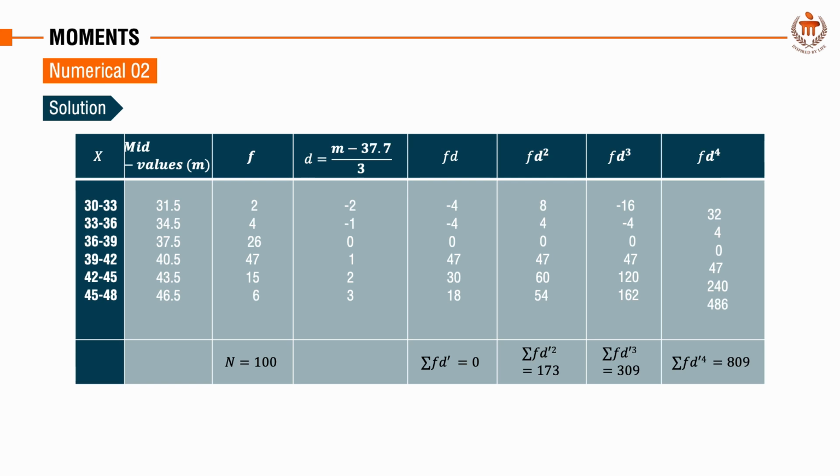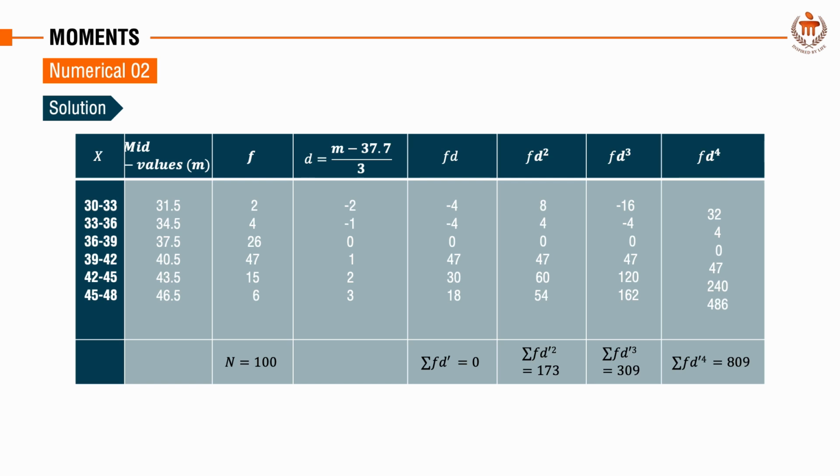So 31.5 minus 37.5, you'll get minus 6. Minus 6 by 3 is minus 2. Then 34.5 minus 37.5 is minus 3. Minus 3 by 3 is minus 1. Similarly, when you do this calculation, you'll get the d values as minus 2, minus 1, 0, 1, 2, 3.